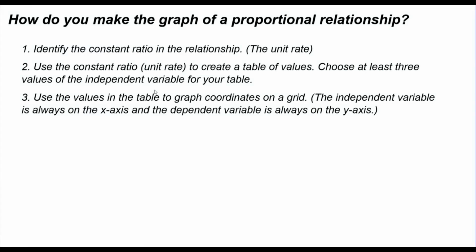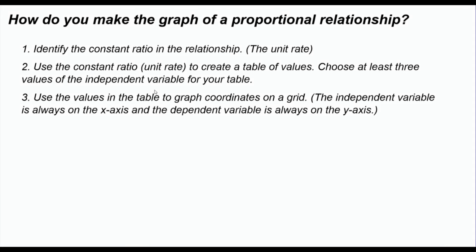So how do you make a graph of a proportional relationship? Well, the first thing we need to do is identify that constant ratio. Now, that's a theme in proportional relationships, the constant ratio, the unit rate. What is it? And we talked about that, and we learned how to do that in the last video when we talked about proportional relationships in tables. So this is exactly the same thing we would do if we had a table. So find the unit rate.